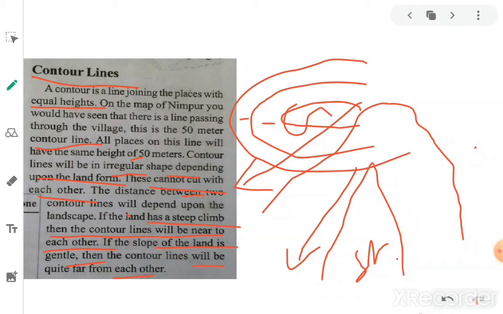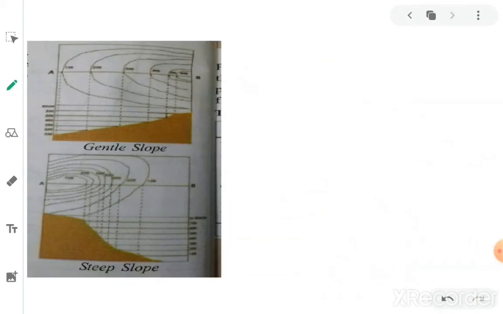This can be explained with a diagram. Here a gentle slope mountain is there. Here a steep slope mountain is there, where the slope is very steep. So here the contour lines will be very near to each other. Whereas in the gentle slope, where the landform is very gentle, each line is very far away from the others. So this is the concept of contour lines.